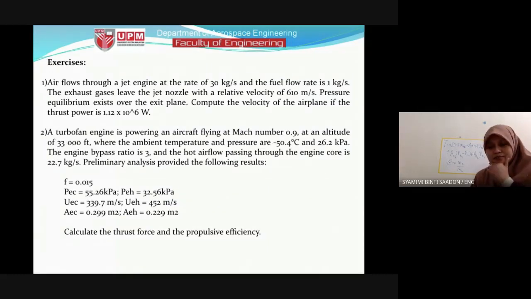For speed of sound, okay, so U equals to Mach number multiplied with speed of sound, which is square root of gamma RT. T is ambient temperature, negative 50.4, so change into Kelvin. Once you find U, then you can solve thrust force. And then try to calculate the propulsion efficiency as well.